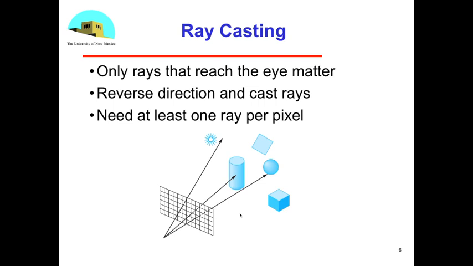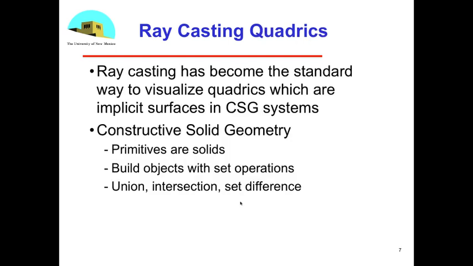But let's now just turn to what happens when we deal with quadrics. One important point, and we haven't really studied this, is that we've mostly dealt with objects that are defined by their surfaces, and there's a real limitation to that. There's a short section in the book about constructive solid geometry. In constructive solid geometry, your primitives are solids, not surfaces.